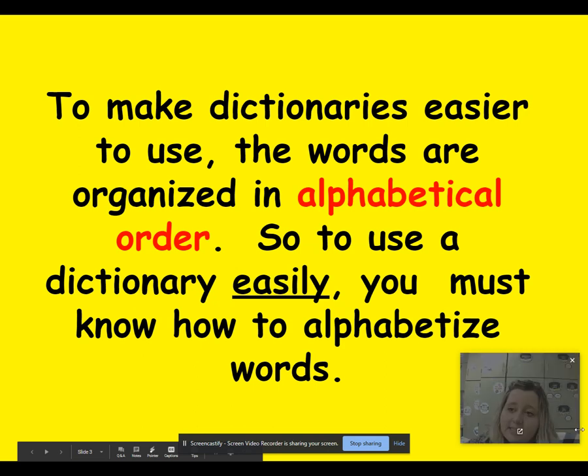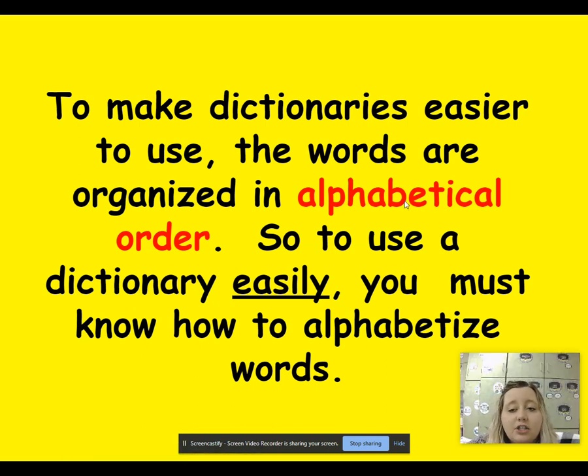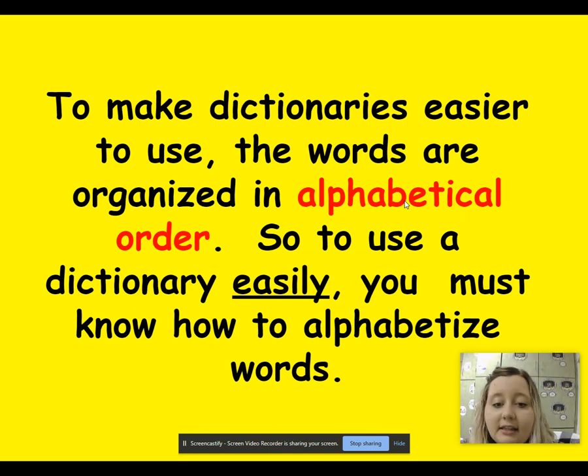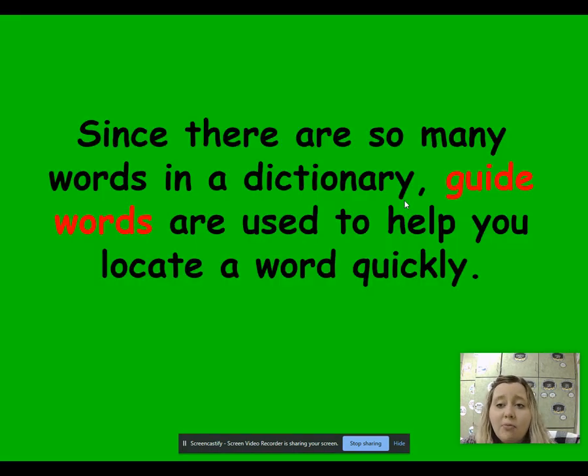To make dictionaries easier to use, the words are organized in alphabetical order. So to use a dictionary easily, you must know how to put words in ABC order. That is something that we have already done. We practiced that yesterday. It's a review. You put words in alphabetical order. When you're putting words in alphabetical order, you always look at the first letter and see which letter comes first. If they all have the same first letter, then you look at the second letter and so forth.